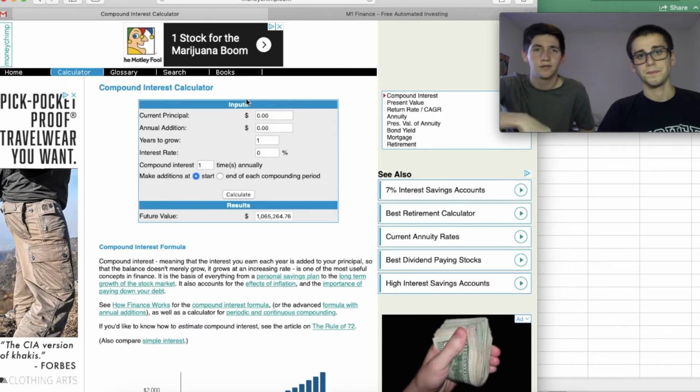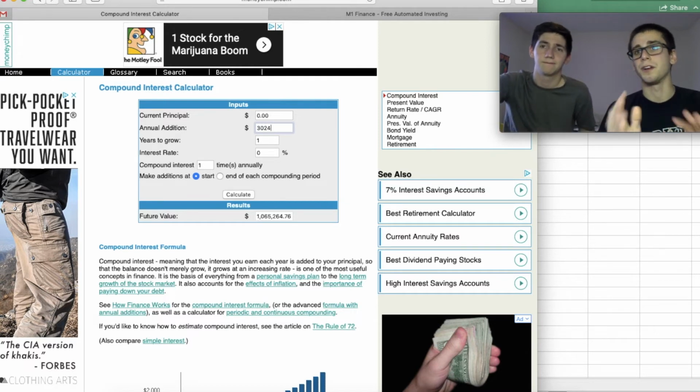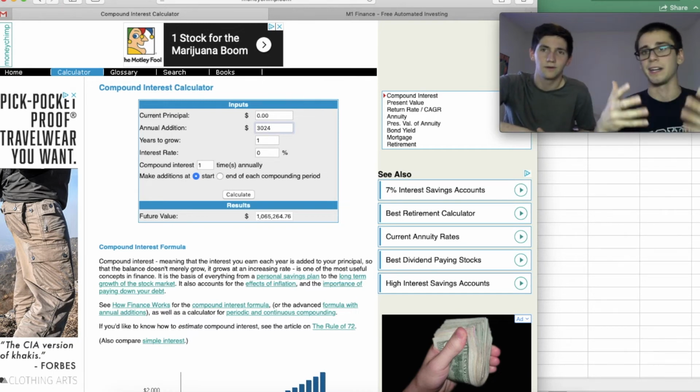So filling in the blanks here. For this example, we're going to start with $0. You don't have any money in right now, so we're going to keep that value at 0. Our annual addition is going to be $3,024. Which does seem like a lot right now, but we're going to break that down for you into a different frame of mind.